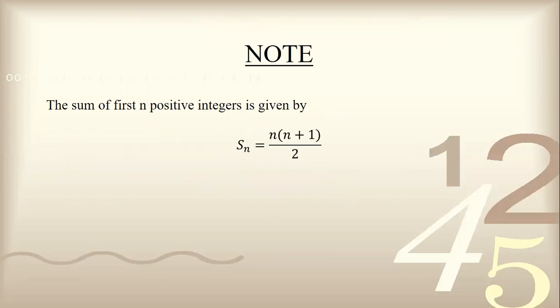The sum of first n positive integers is given by Sn equal to n into n plus 1 by 2. This is a special formula. We are not going into detail about how it is derived, but we'll be using this formula in a few questions. So you have to learn this too. Sn equal to n into n plus 1 by 2.